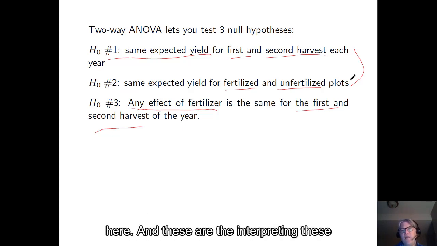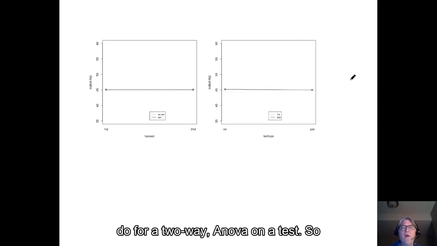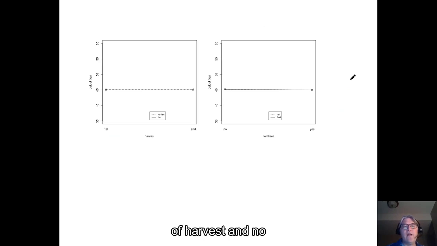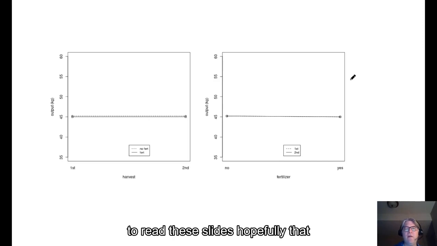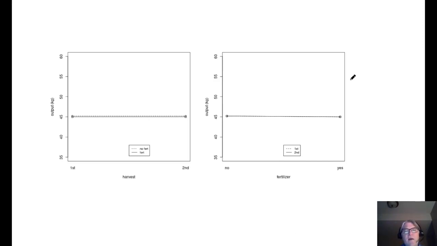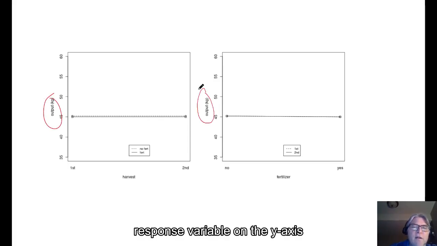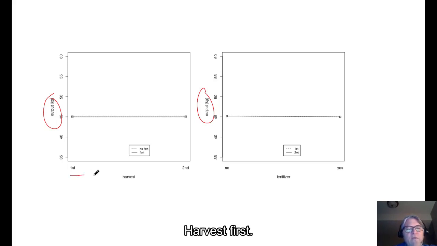And these are examples of the types of things we would expect you to interpret for a two-way ANOVA on a test. So here's the case where there's no effect of harvest and no effect of fertilizer. It may be a little hard to read these slides. Hopefully that zoom in will help. So there's two ways to plot this data that are commonly done. You have the response variable on the y-axis, and you say, well, I've got four combinations. I've got harvest, first versus second.